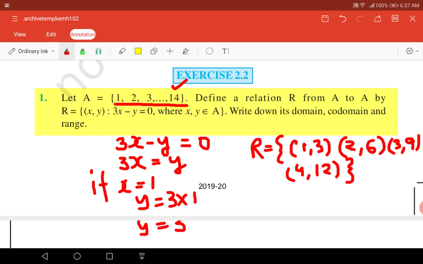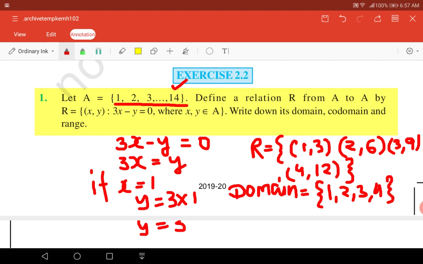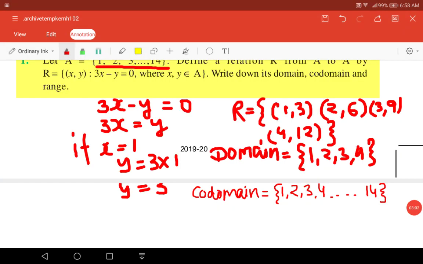Now they are asking to write down its domain. So as I told you, domain is the set of all the first elements. So here, what will the domain be? Let us take all the first elements here: 1, 2, 3, 4. Now they are asking for codomain. So codomain will be the whole set A, right?